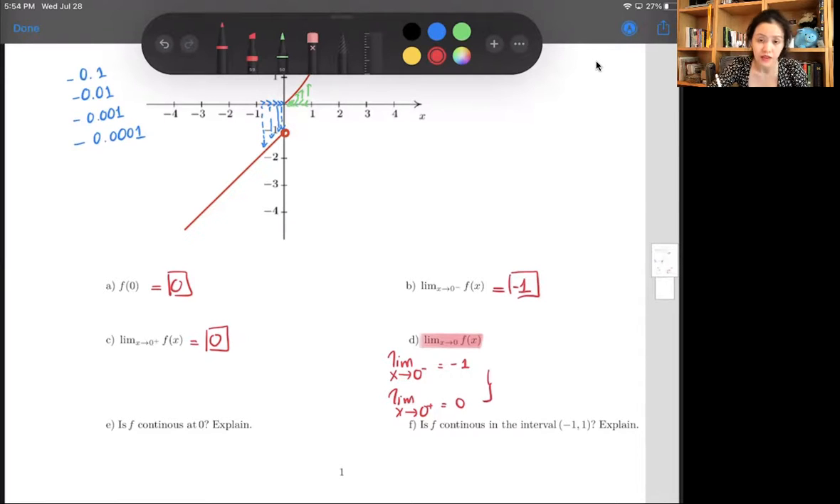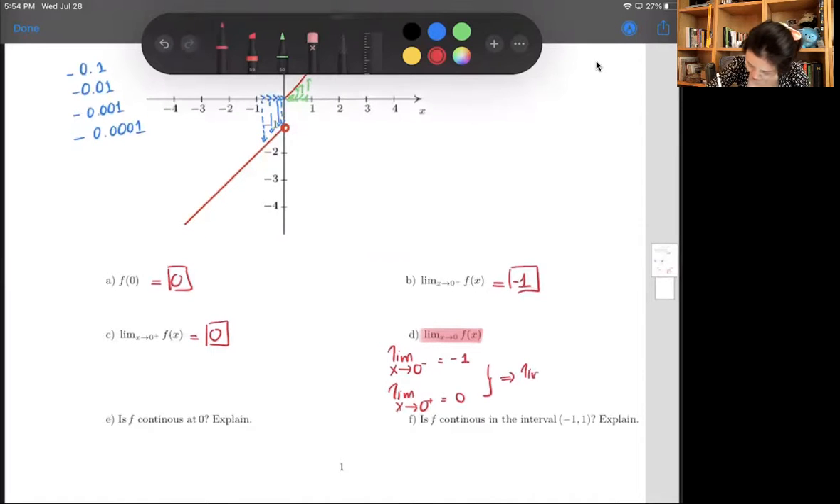Since the limit from the left and the right are not equal, we say that the limit as x approaches 0 of f of x does not exist. Maybe I'll write it. So this implies the limit as x approaches 0 of f of x does not exist. In order for it to exist, the limit as x approaches 0 from the left has to be equal to the limit as x approaches 0 from the right.